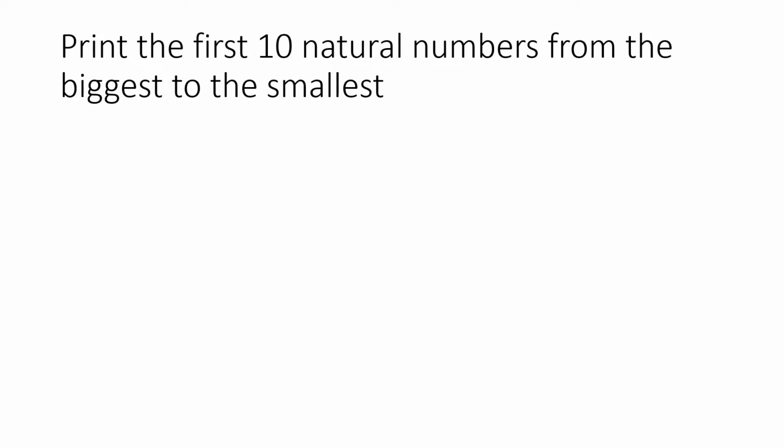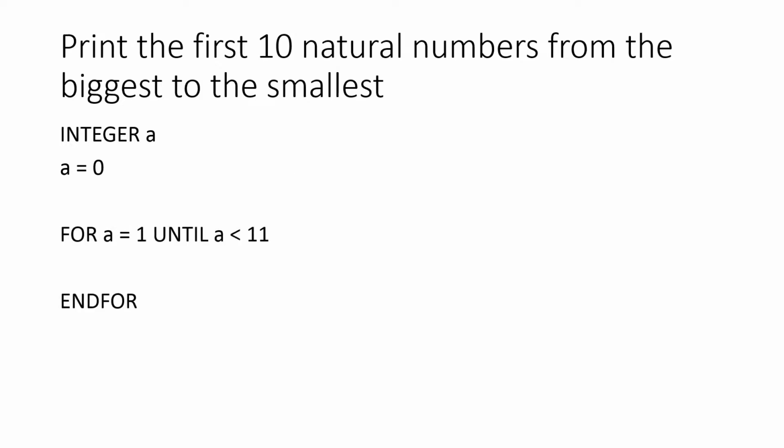So let's suppose we have this problem. Print the first 10 natural numbers from the biggest to smallest. So it means we are going from 10 to 1 and not going up. We are going down. We can start writing our algorithm like this. So first we need a variable. Let's call this variable a, type integer. We know it's a number. Let's set this variable to 0, and then we need a loop.